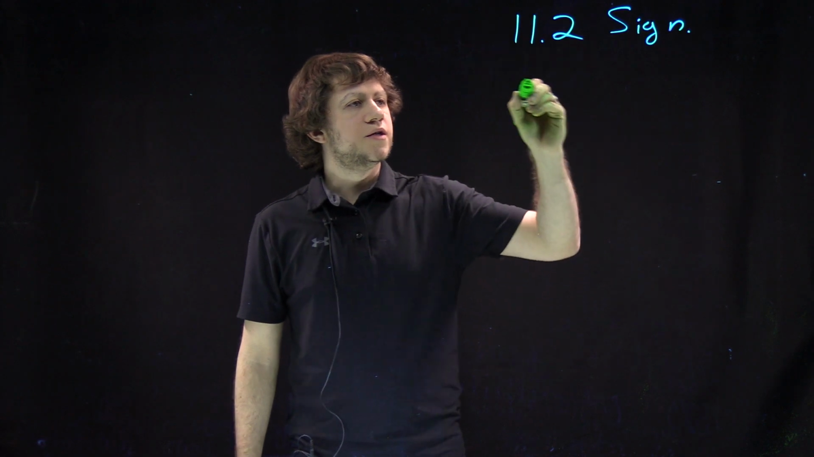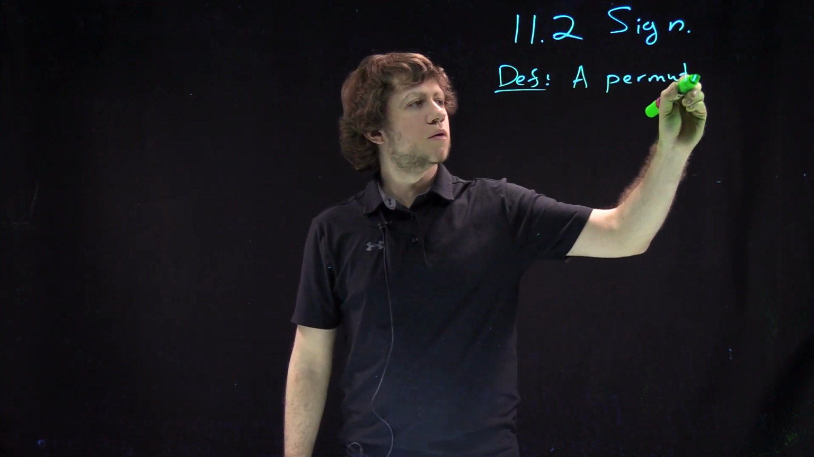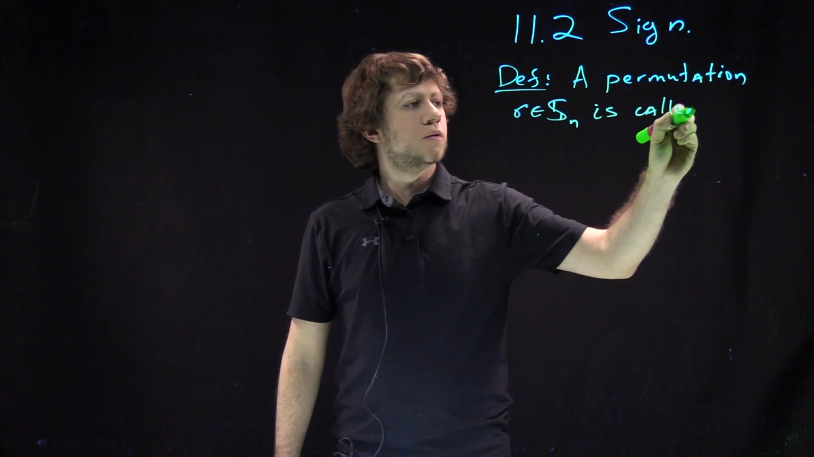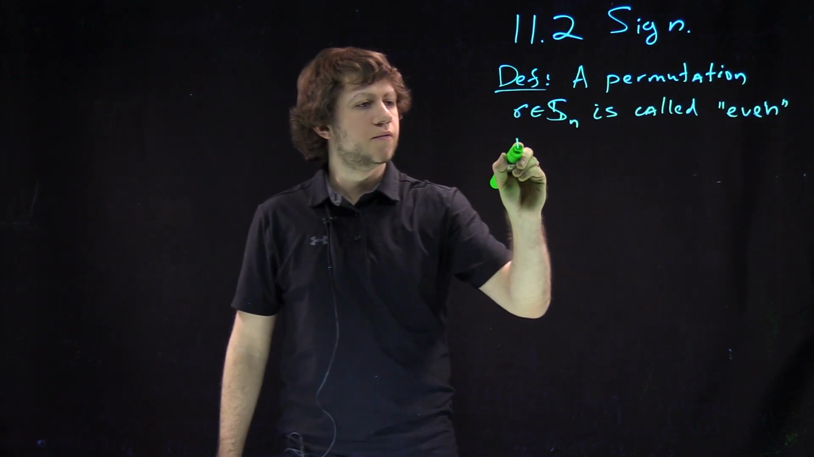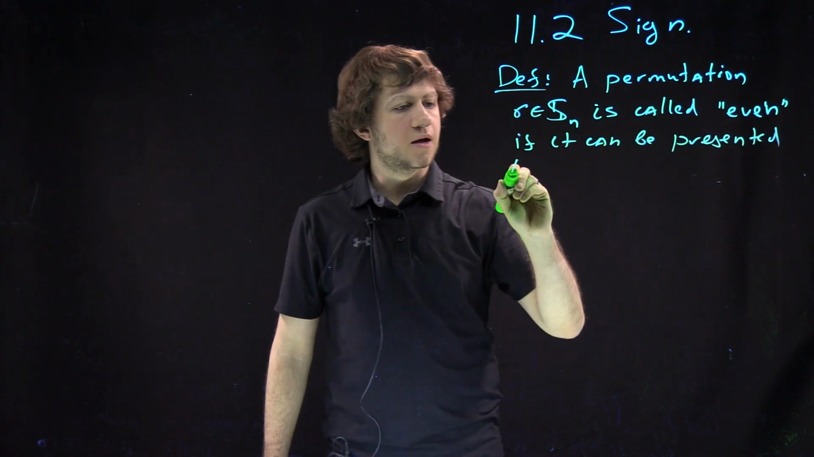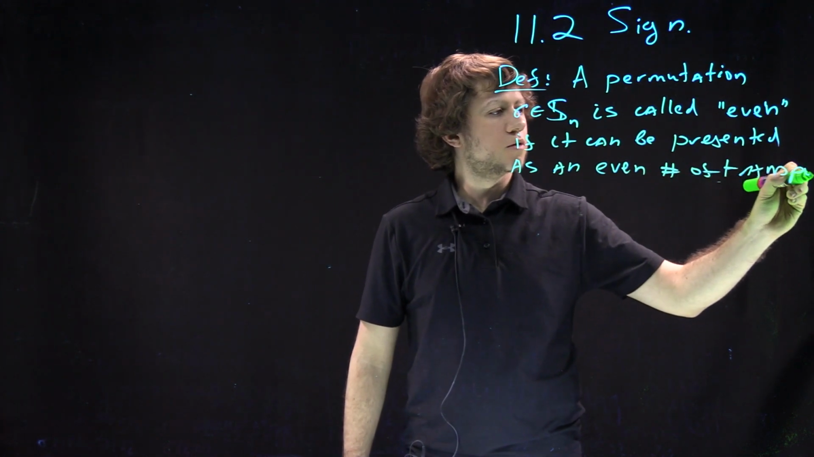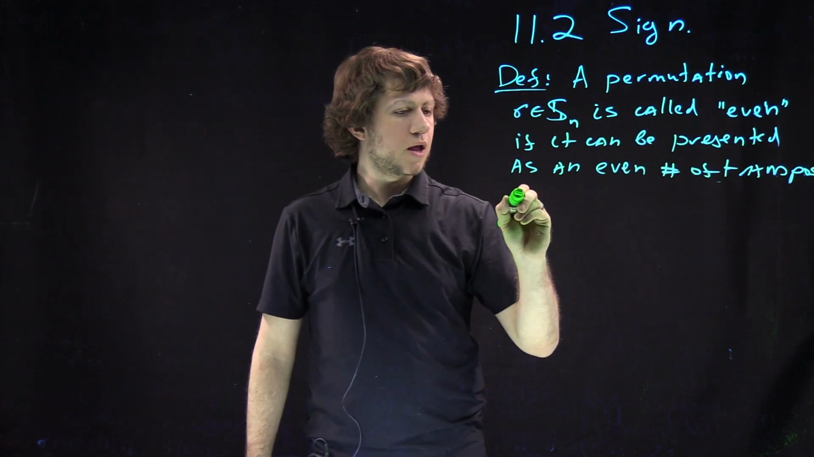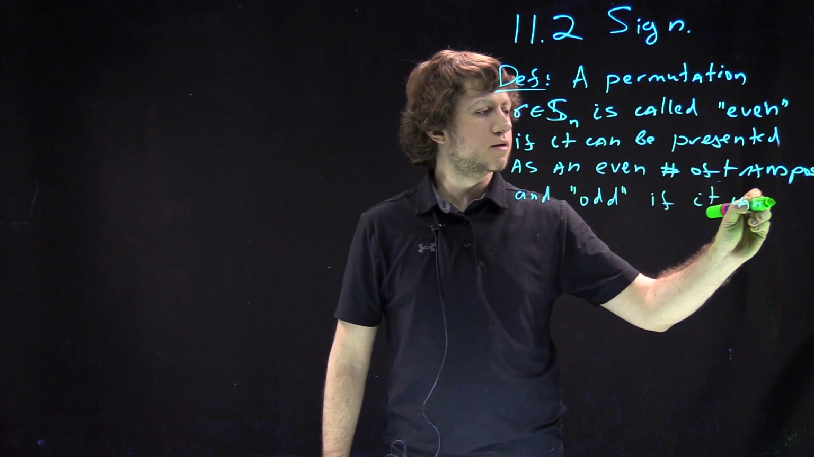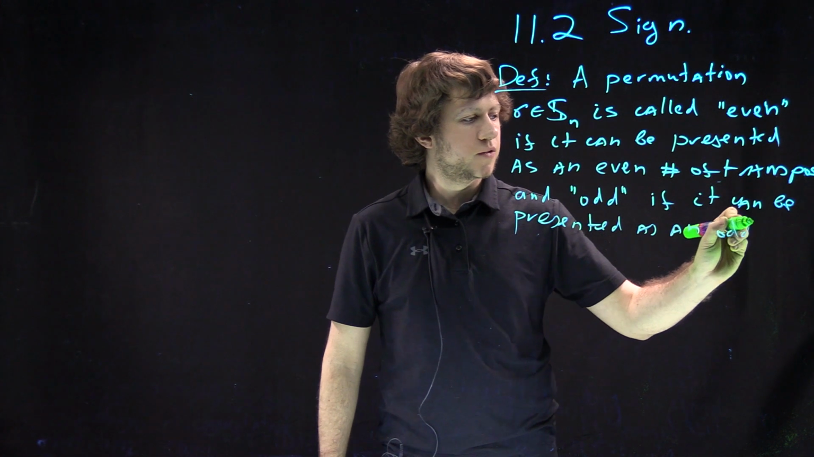So, definition: a permutation sigma in Sn is called even if it can be presented as an even number of transpositions, and odd if it can be presented as an odd number of compositions of transpositions.